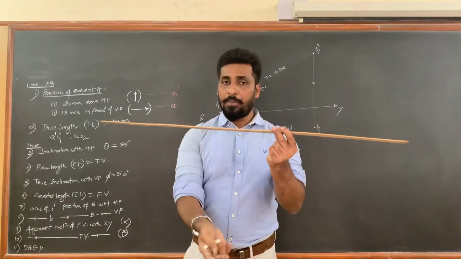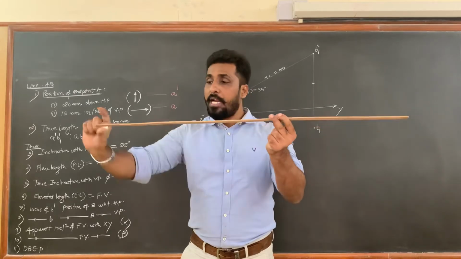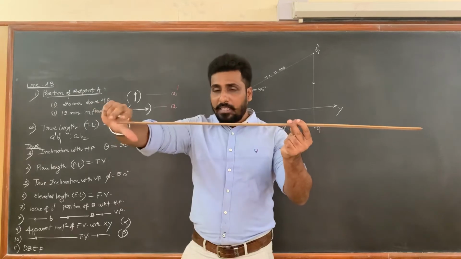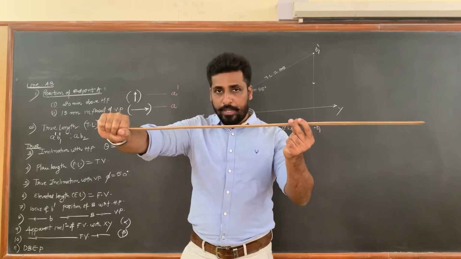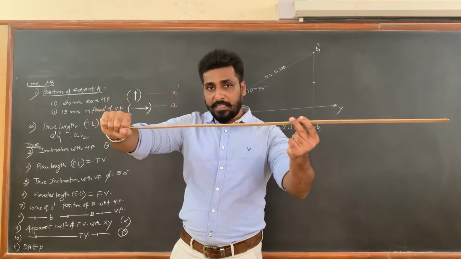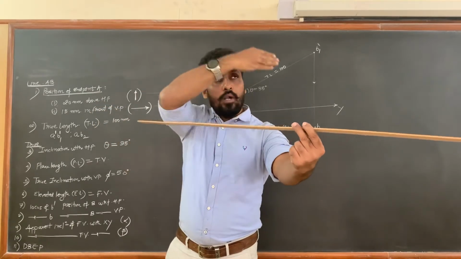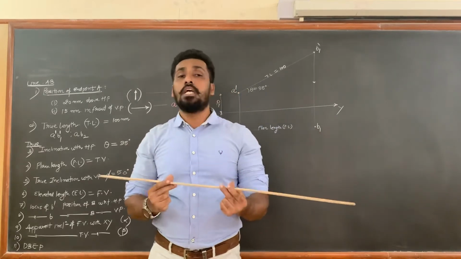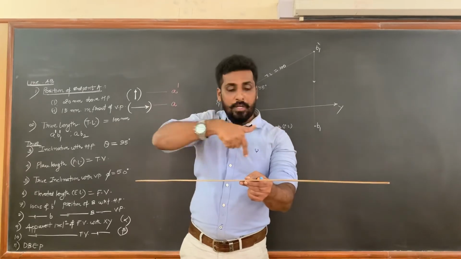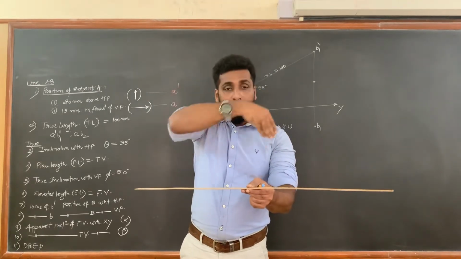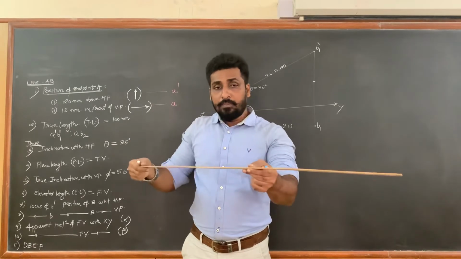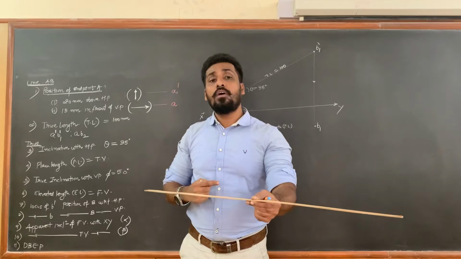Again take the line, keep it parallel to HP, keep it parallel to VP, take the endpoint A 20 mm above the HP, 15 mm in front of the VP, and this time keeping endpoint A fixed and watching from the top, let's incline this line with the vertical plane by an angle of 50 degrees. Now you remember, when you watch the vertical plane from the top, it is seen like the XY line. This is your original line. It has been inclined to the vertical plane by an angle of 50 degrees.